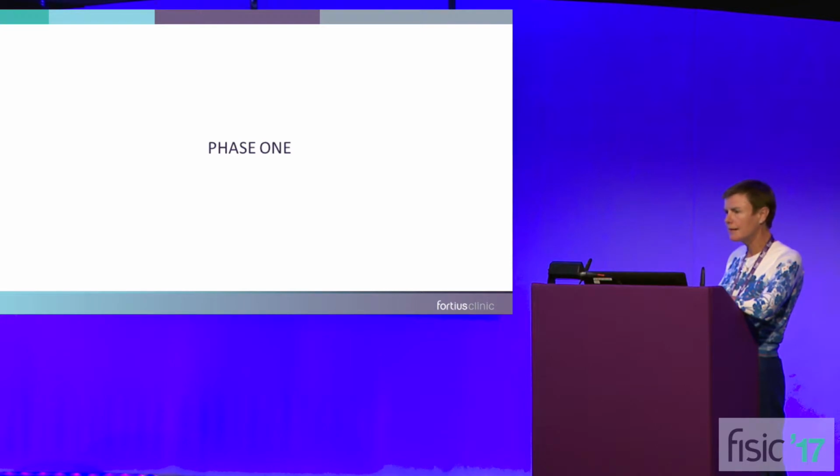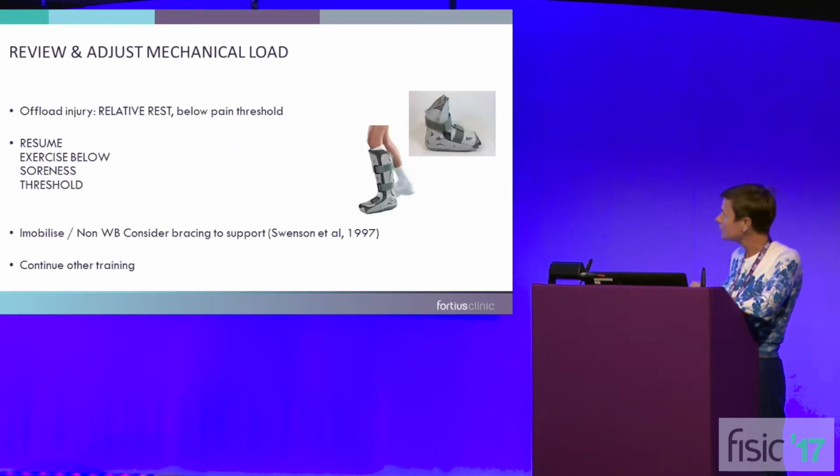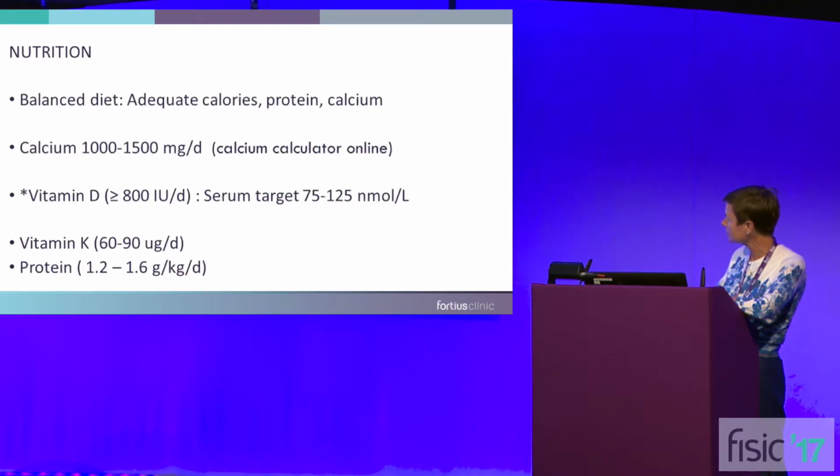Phase 1 of management of the injury itself: offload the injury, relative rest, which means offloading it to below pain threshold. Jayne is going to talk about a lot of the loading strategies that are used, so thankfully I don't have to cover them, but essentially you're trying to immobilize the injury to below pain threshold, and with the higher risk injuries, you may want to be quite aggressive about offloading that patient. Continue other training as you can in order to maintain cardiovascular health and muscular strength.